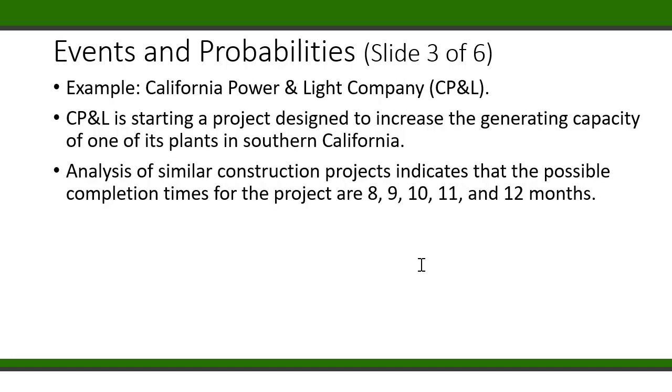So let's go through the example in the book. We've got a company, California Power and Light Company, and they're starting a project that's going to increase the capacity of one of its plants in California. They'd like to know the probability that it can finish in 10 months or less.